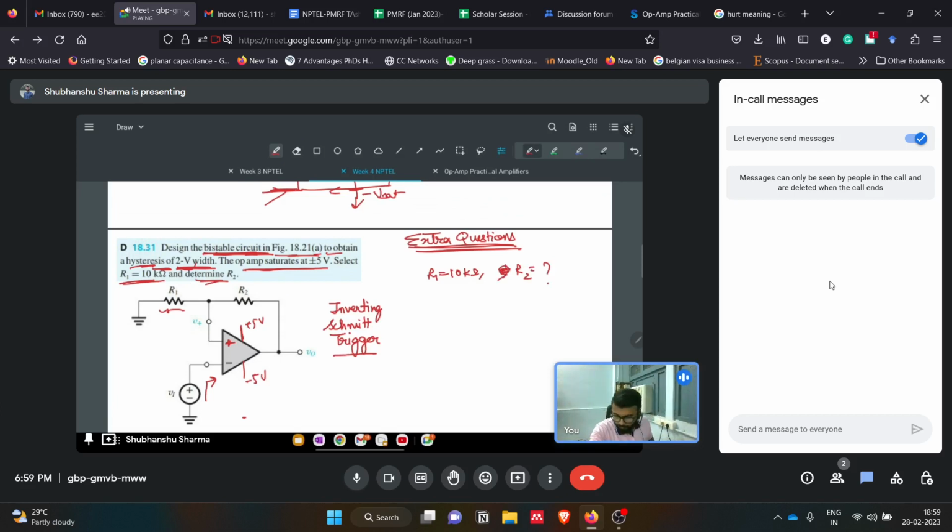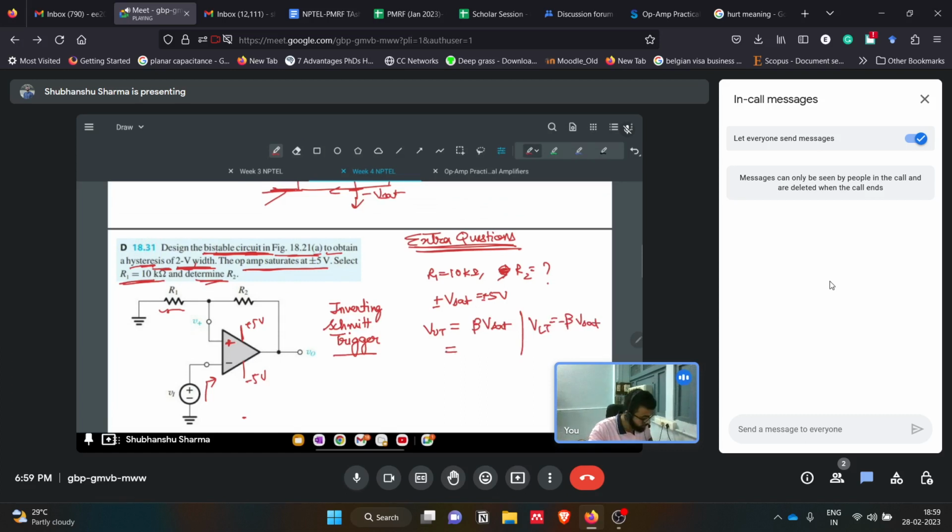We need R2. We know plus minus V saturation equals plus minus 5 volts. Then what is the upper threshold of the inverting Schmitt trigger? That is beta V saturation, and the lower threshold is minus beta V saturation.